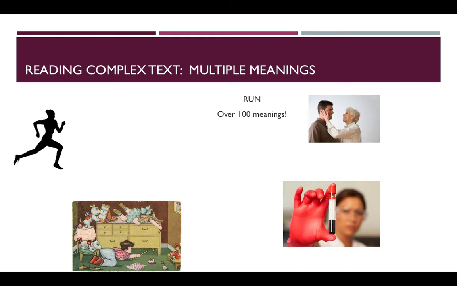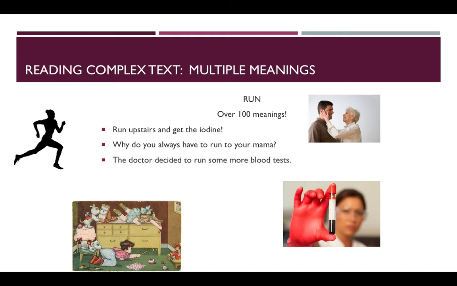Another aspect of complex text and vocabulary is words with multiple meanings and how they are used in context. If you look at the word run, it has over 100 meanings. Here we will only look at four. Run upstairs and get the iodine. Why do you always have to run to your mama? The doctor decided to run some more blood tests. She lets her children run wild around the house.